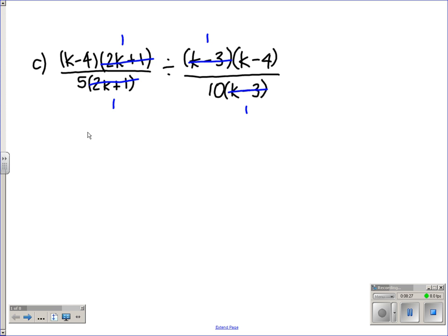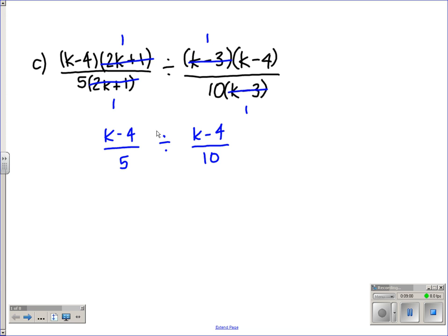Now I'm going to rewrite what I have. K minus 4 times 1 is going to remain as just k minus 4. 5 times 1 is going to be 5. And I still have divided by 1 times k minus 4, which is going to give me another k minus 4. And this one is over 10.